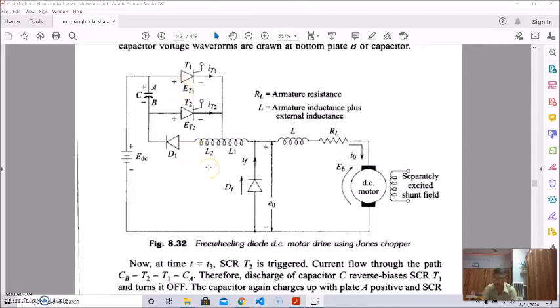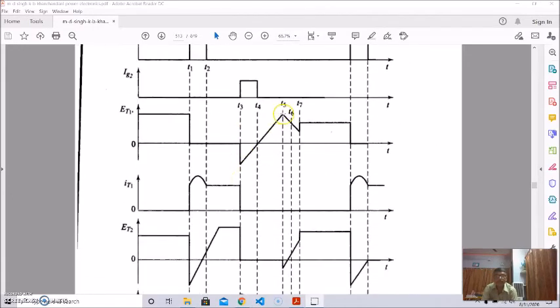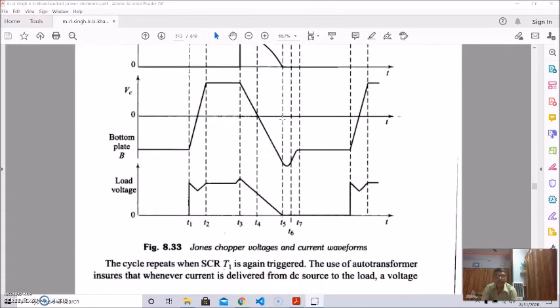Voltage is induced in L2 in the correct polarity for charging the commutating capacitor to a voltage higher than EDC. Thus the autotransformer measurably enhances the reliability of the circuit. At T5, the bottom plate of the capacitor C reaches its peak value.